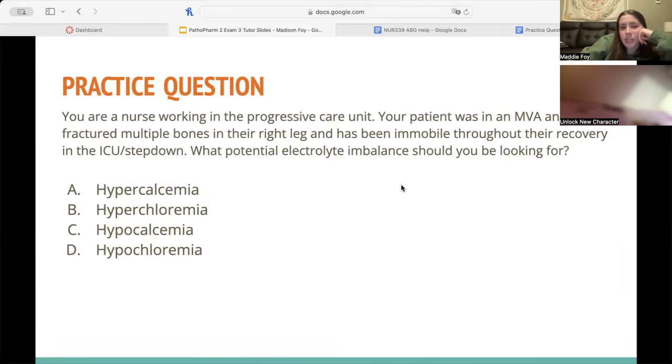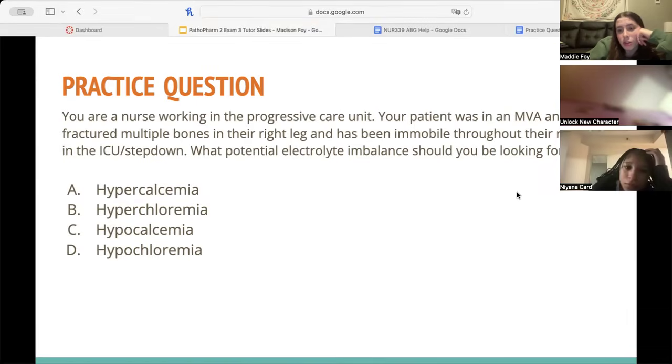You are a nurse working in the progressive care unit. Your patient was in an MVA and has fractured multiple bones in their right leg and has been immobile throughout their recovery in the ICU or step down. What potential electrolyte imbalance should you be looking for?